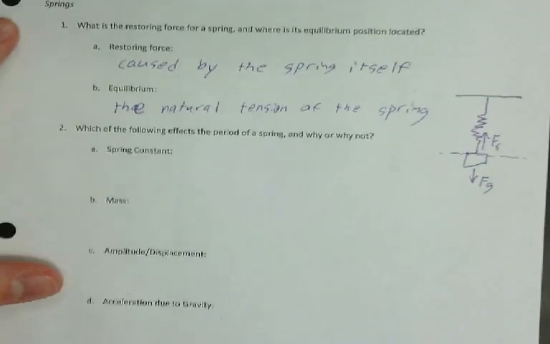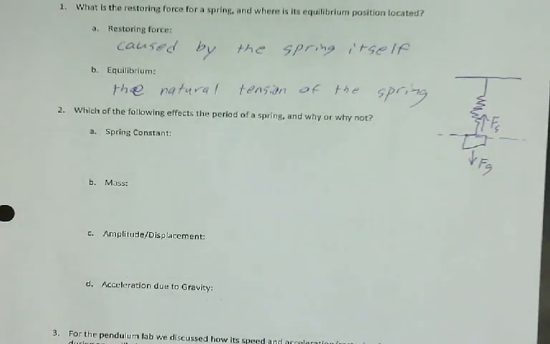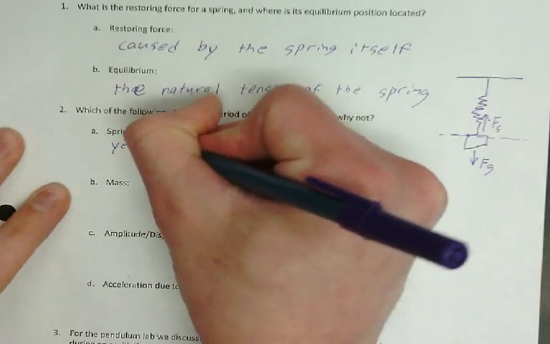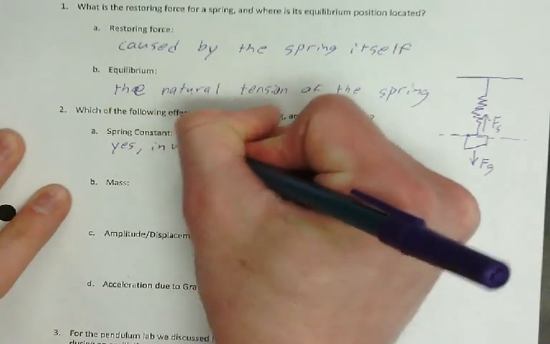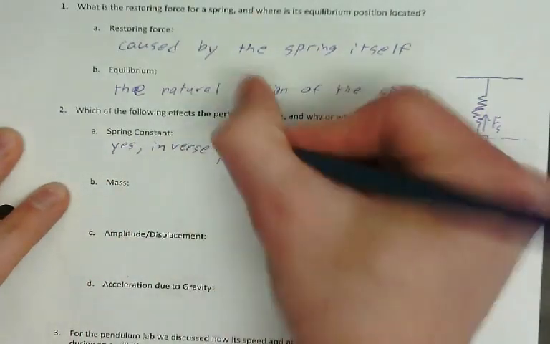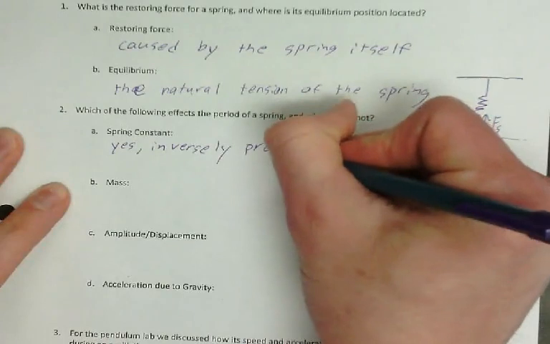Okay. We did a lab. You just finished, so hopefully you'll remember some of these. What did we say of the following things? Did spring constant have an effect? Yes, spring constant did have an effect, and it was inversely proportional. What that means is when you increase the spring constant, the period went down. In other words, it went faster.